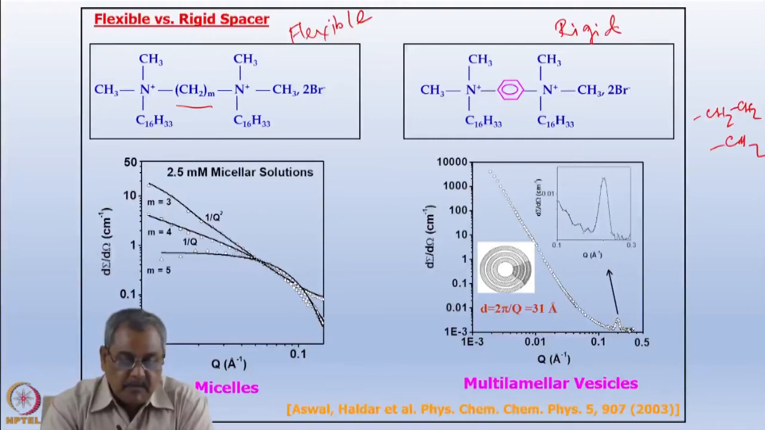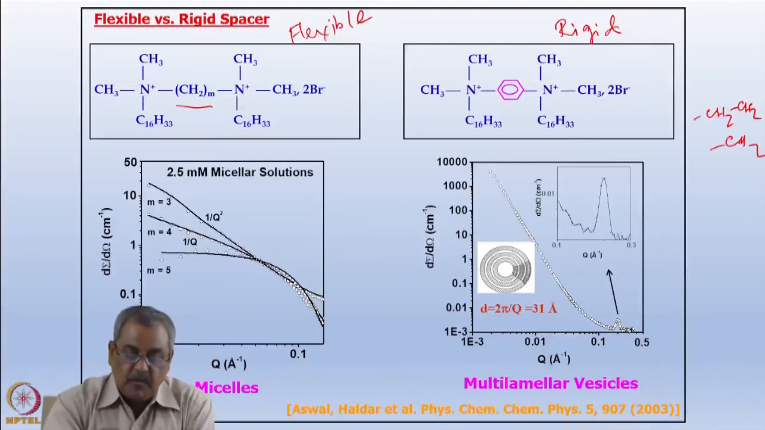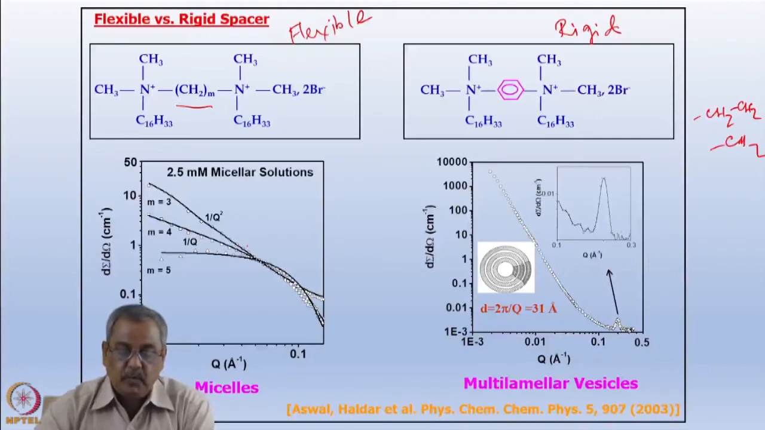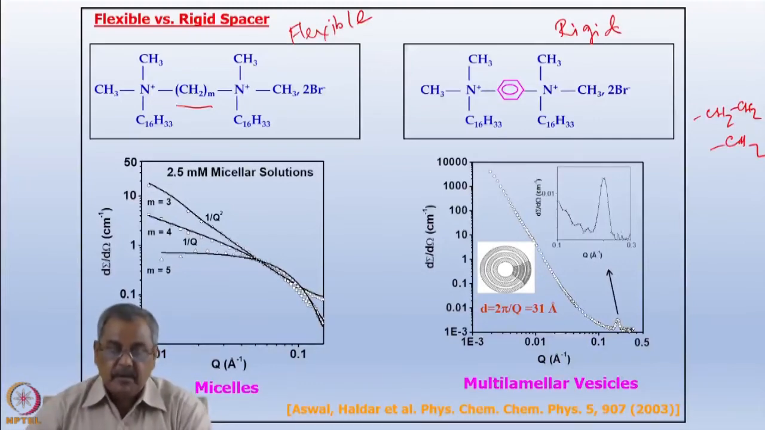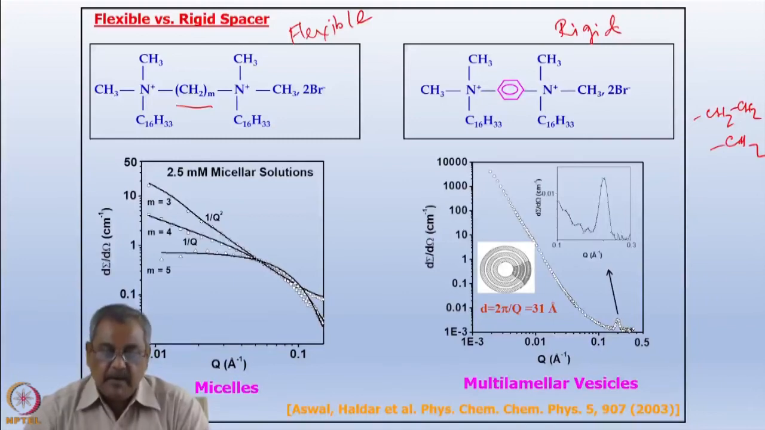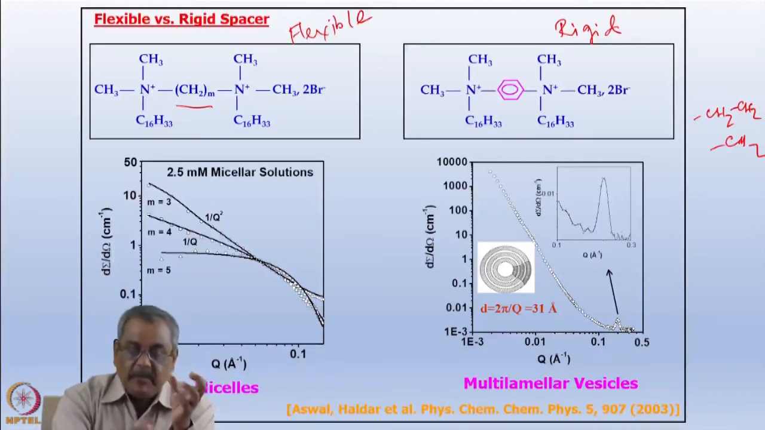Here you can see that when we have dΣ/dΩ, it goes as 1 by q square for the fitting when the spacer group is 3. When the spacer group has 4 chains, then it is 1 by q. When it has 5 chains, it is 0 slope at the low q. This is because the conformation of the surfactant when it forms micelles is changing because it can bend. So this gives us a lot of flexibility in forming structures by playing with the length of the head group, and that is evident from the low Q data.